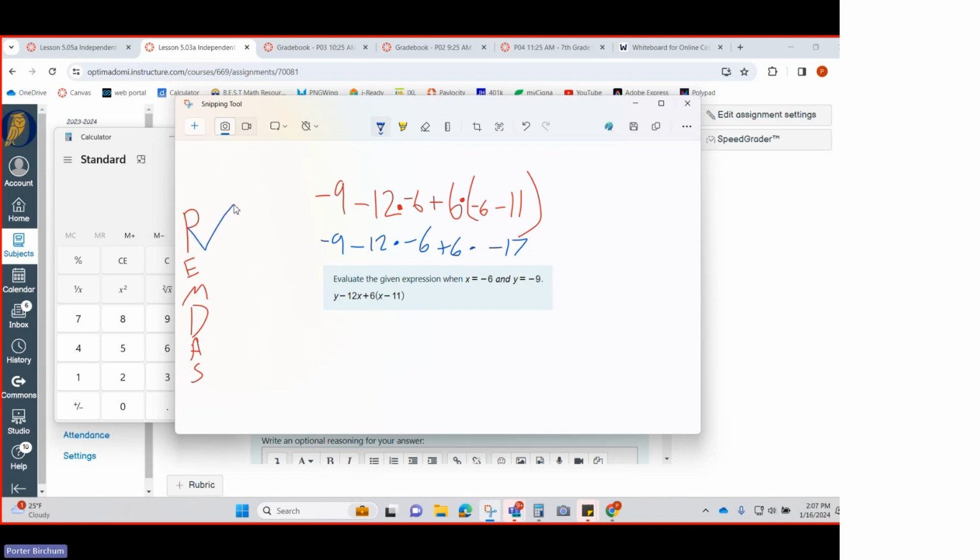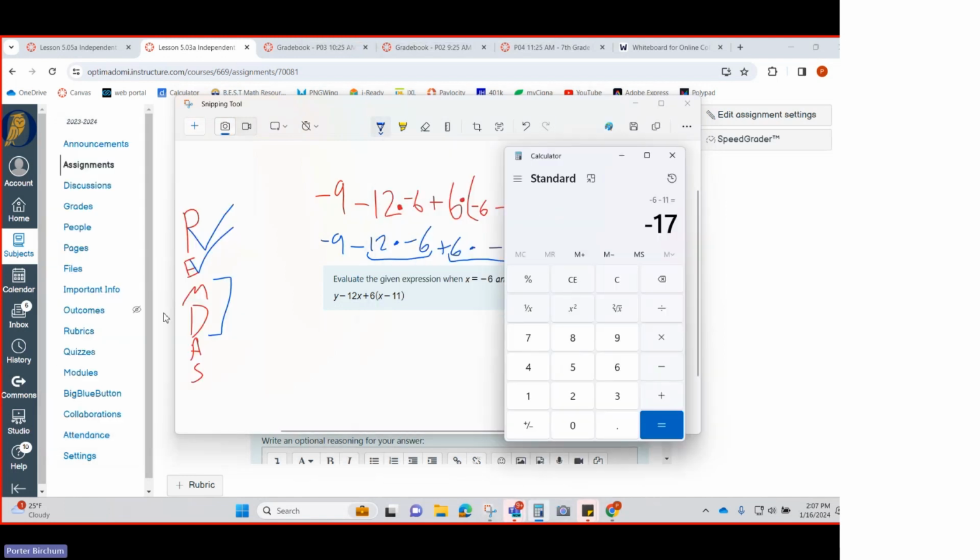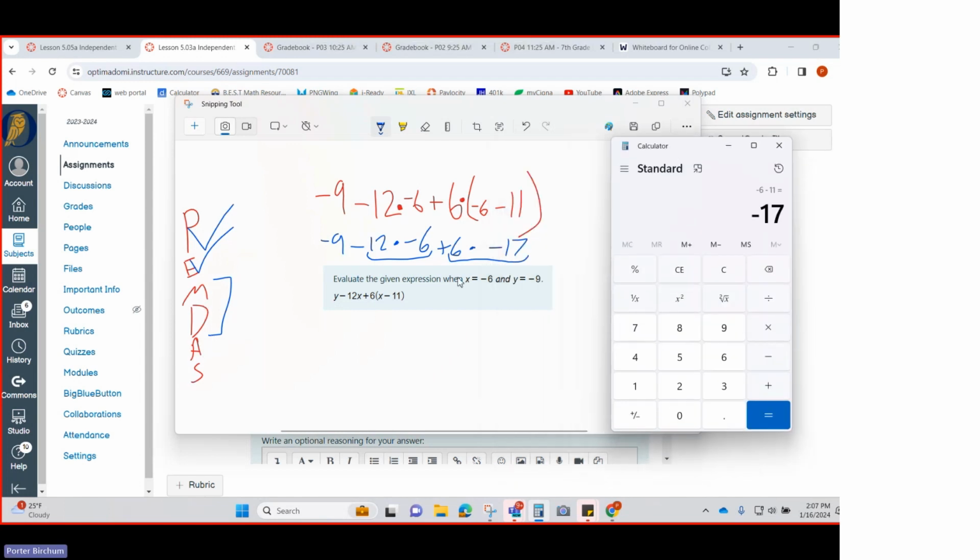So we did the parentheses. I don't see any exponents, so we're done there. Now multiply and divide. Oh, I see some multiplying, so let's multiply. 12 times -6, and then we'll do 6 times -17. M comes before S. M comes before A in PEMDAS. That is why we do multiplying before subtracting and before adding.